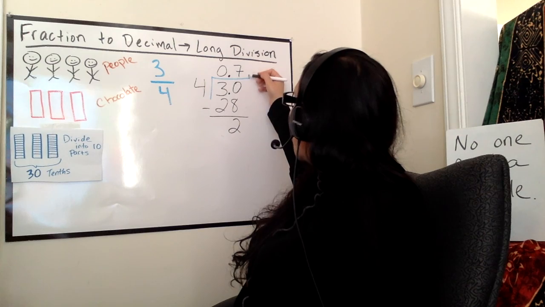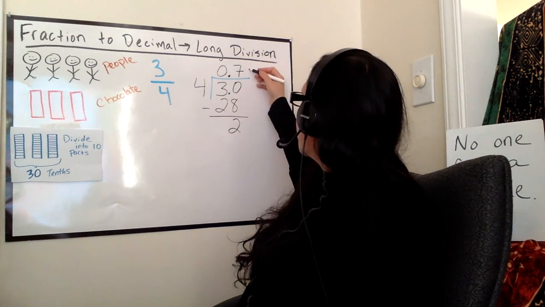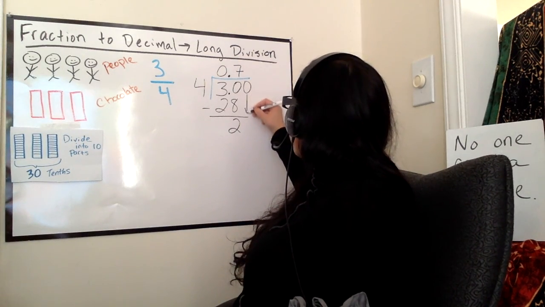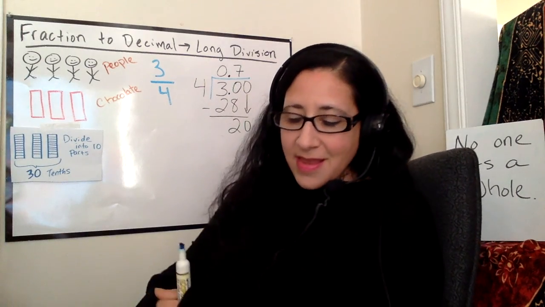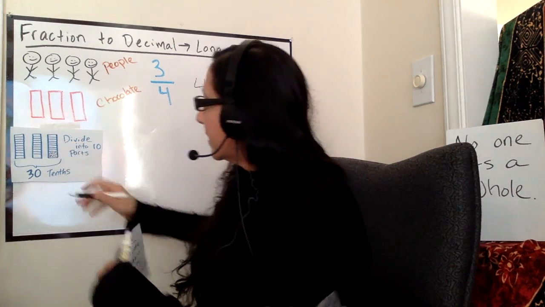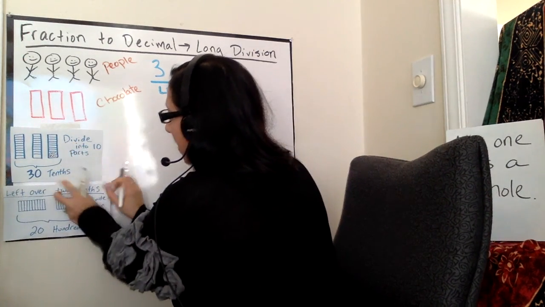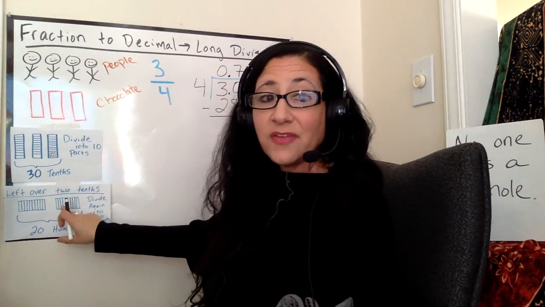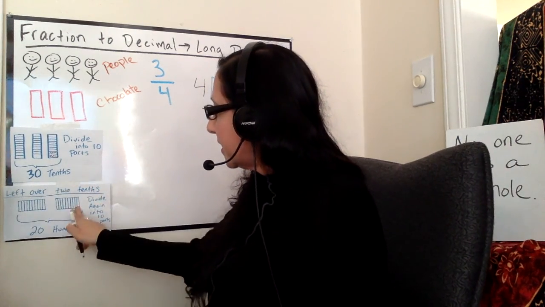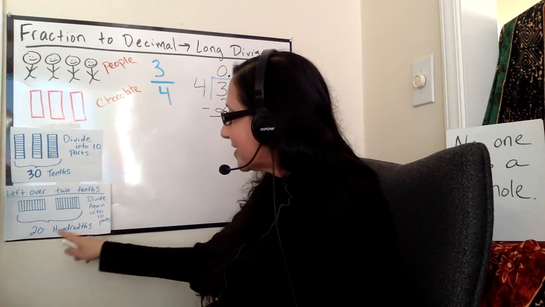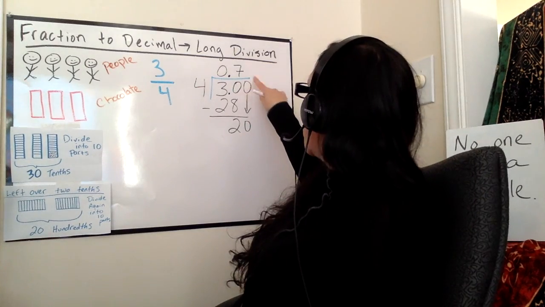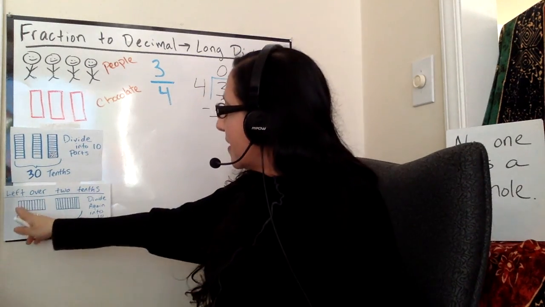Now I have to go into the hundredths place because I'm not done. My remainder is 2. I still have those 2 little pieces left from here. So I'm going to put a 0 and bring it down. Now what that indicates is, if I take these 2 leftover pieces that were in the remainder and divide them into 10 parts each, now I have 20 hundredths. That's this 20, because now I'm in the hundredths place. I put a 0, I brought it down. I have 20 of these.